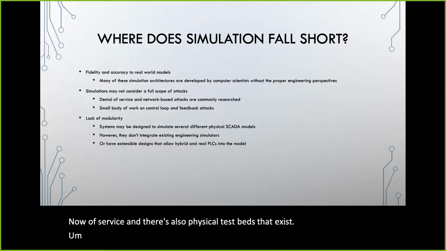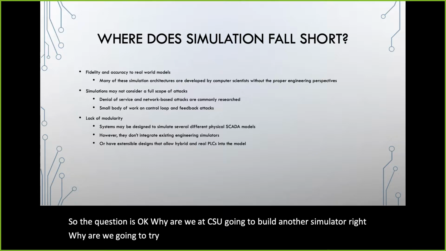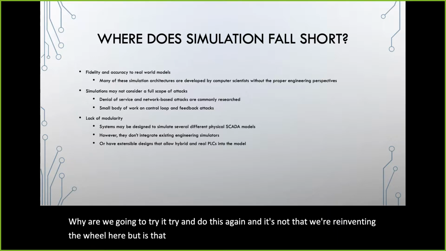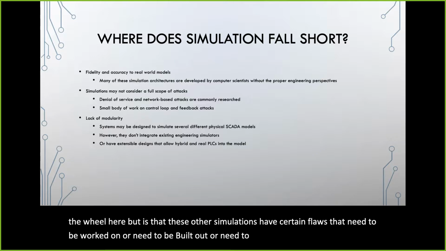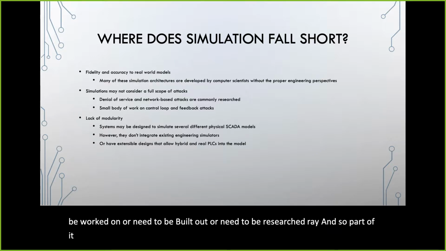So the question is, why are we at CSU going to build another simulator? Why are we going to try and do this again? It's not that we're reinventing the wheel here, but these other simulations have certain flaws that need to be worked on, or built out, or researched. Part of it is the fidelity and the accuracy of these models.